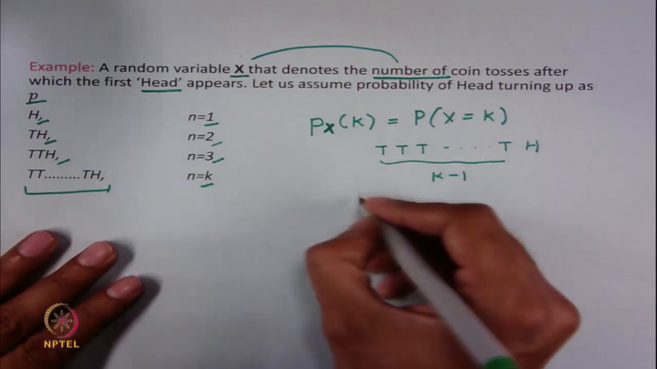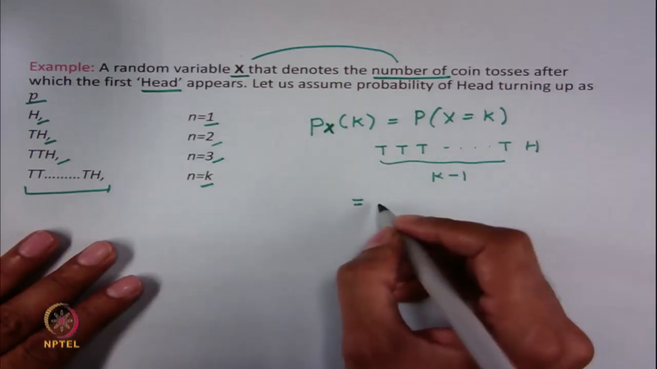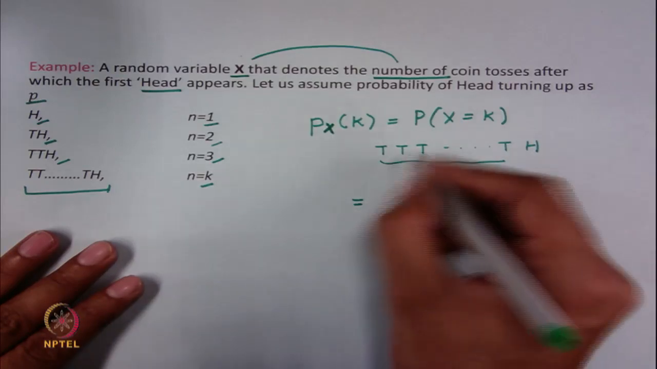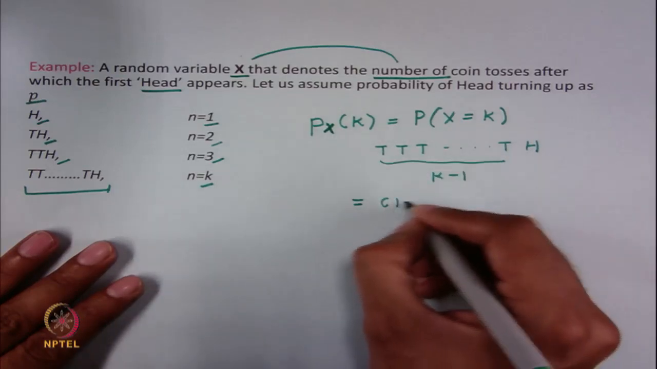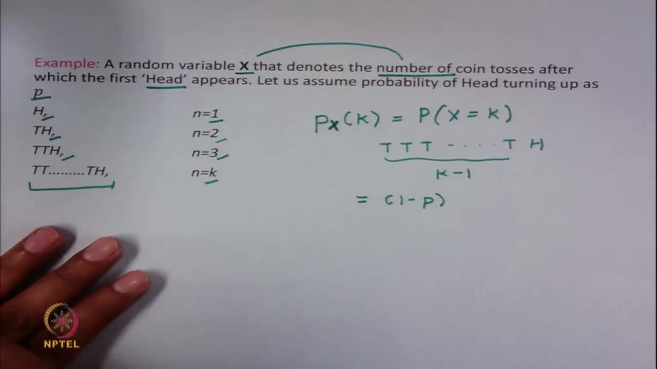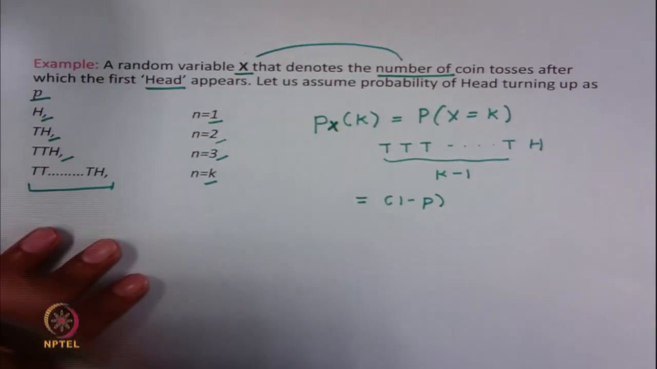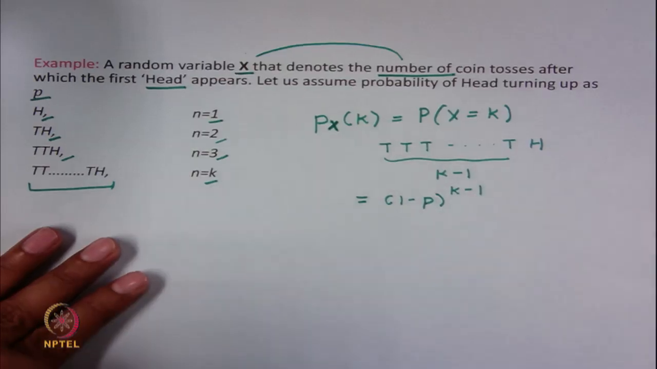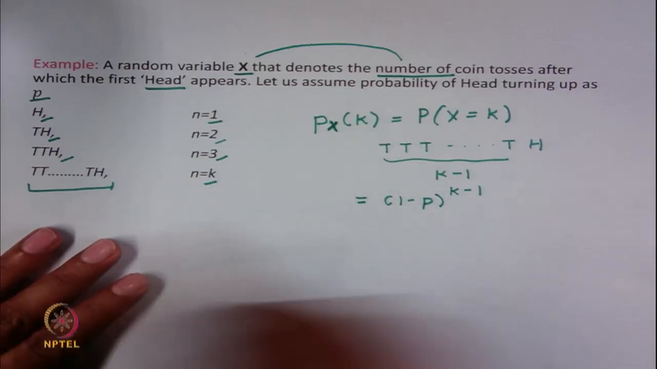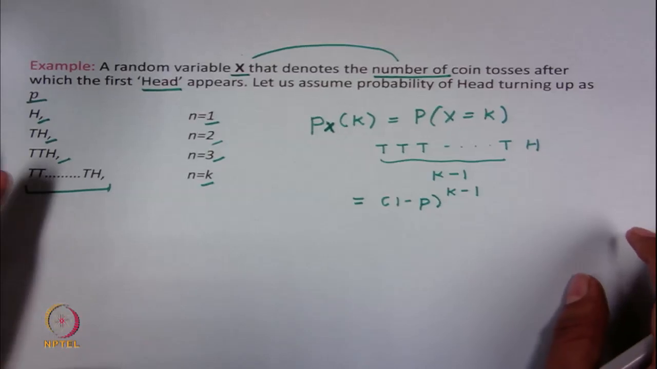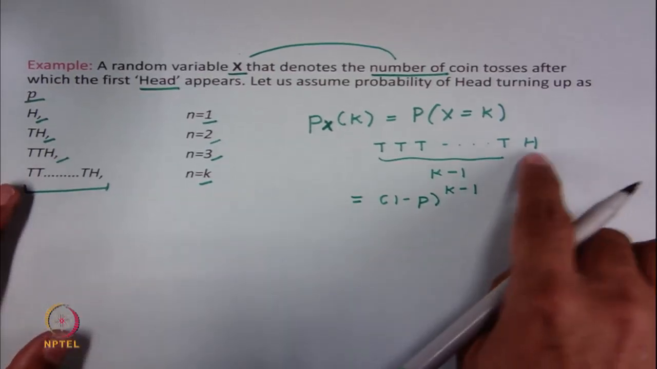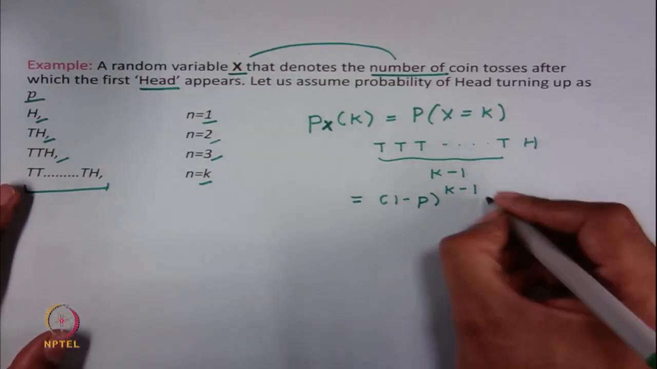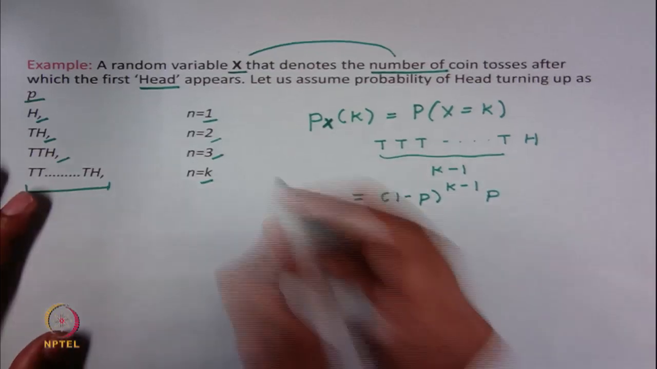So, if I am interested in writing the probability for this event, you can see that the probability of getting a tail is 1 minus p, and there are k minus 1 tails. So, you multiply 1 minus p, k minus 1 times, assuming that they are independent and so on and so forth, and the probability of getting a head is, we know, p. So, this is the PMF.